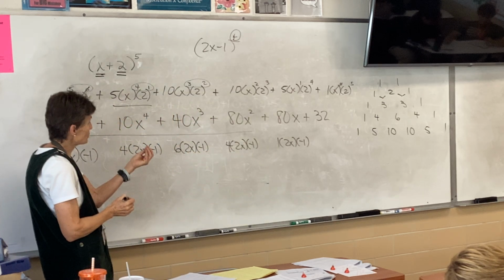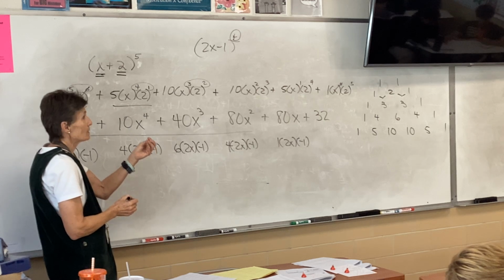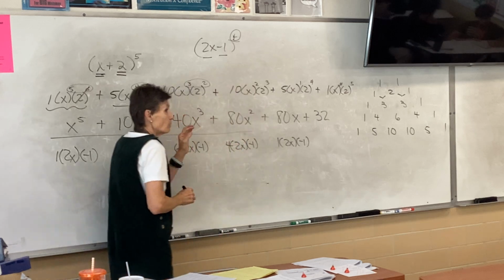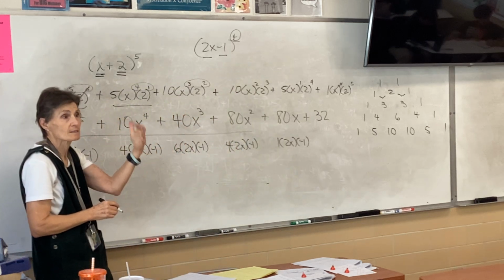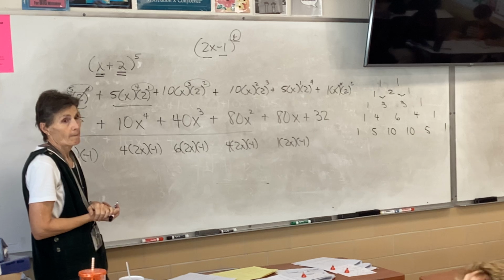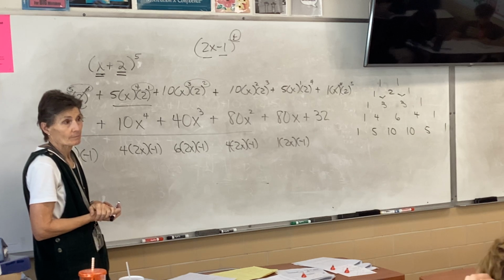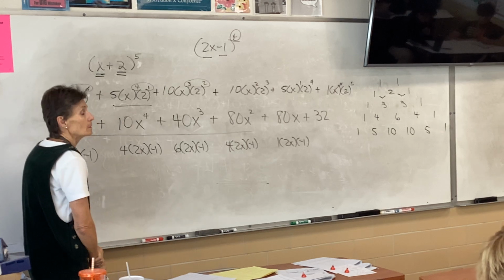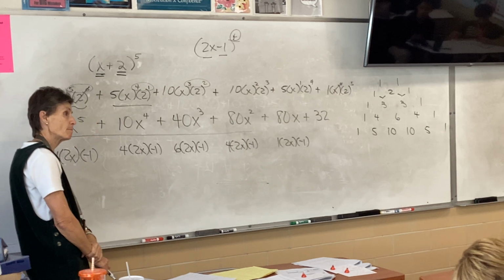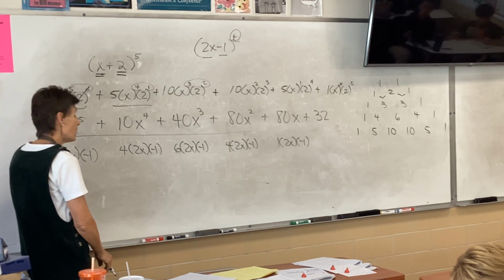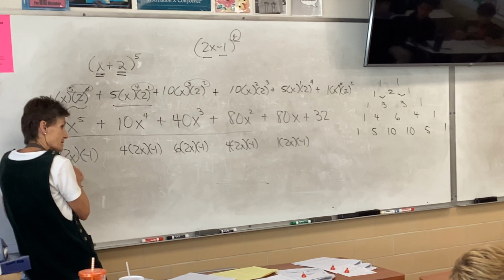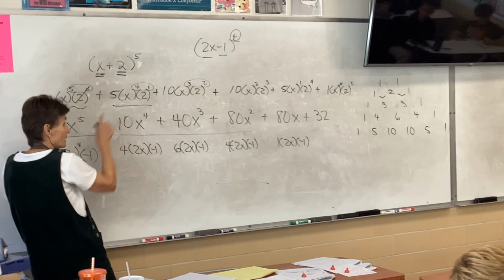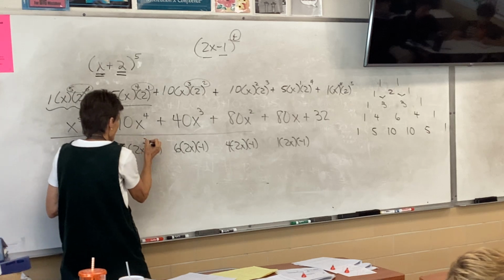Once you get your coefficients written down, next to each one, put the 2 parts of your binomial, which this time are 2x and negative 1. Okay? Now, what's next? Put in your powers. And you know that for the 2x, the first piece, the first power is going to be 4. And then it's going to go down.